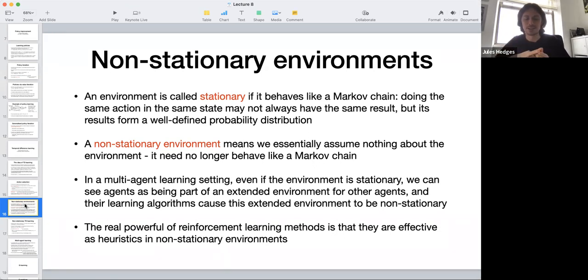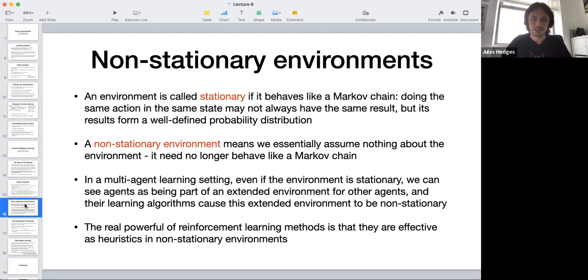So it's worth saying that if you're in a multi-agent learning setting, if you have multiple reinforcement learning agents interacting with an environment, even if the environment is stationary, remember I said that the agents form part of each other's environment. So if you're one of these agents, your extended environment consists of the true environment, which is stationary, but also the other agents, and the other agents are using learning algorithms, which typically don't satisfy the Markov property. So this means that suddenly you're in a non-stationary environment.